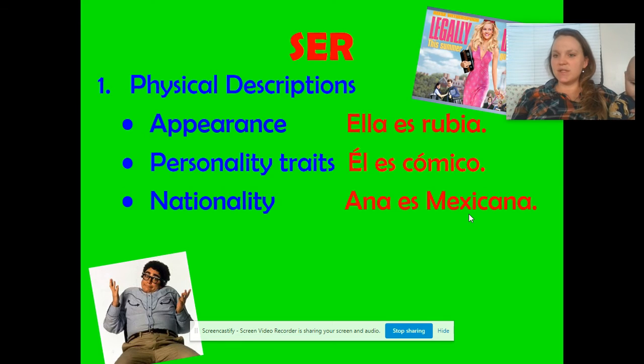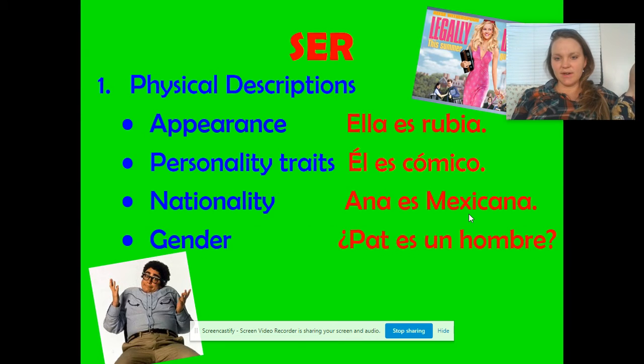Nationality. So to say where people are from. Ana es mexicana. You could say Ana es de Mexico. So whenever we talk about where somebody or something is from, even if it's like these shoes are from Foot Locker, you'd say los zapatos son de Foot Locker instead of saying están.